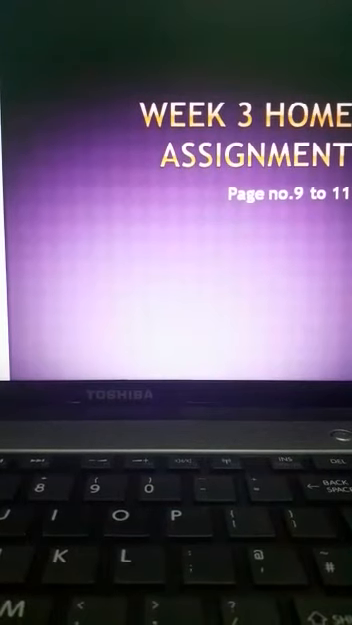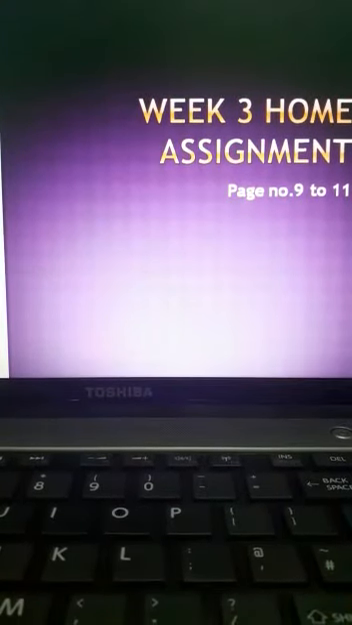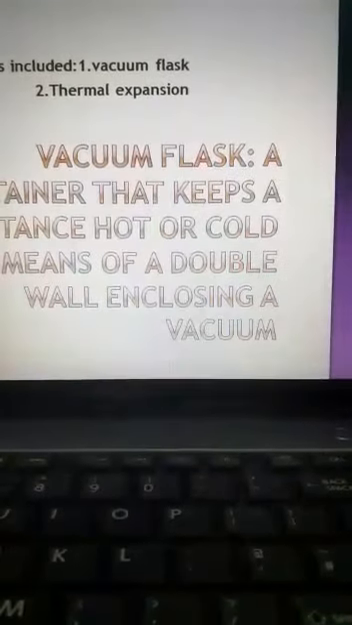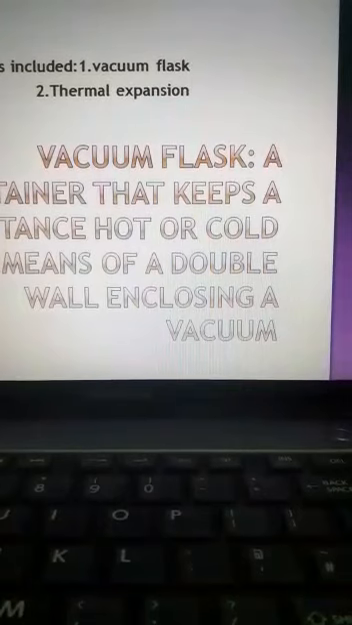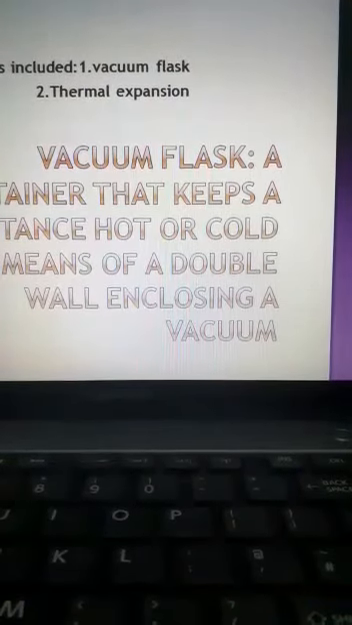As your week 3 home assignment has started, the pages included in this assignment are page numbers 9 to 11, and the topics included are vacuum flask and thermal expansion. Now let us see what a vacuum flask is.